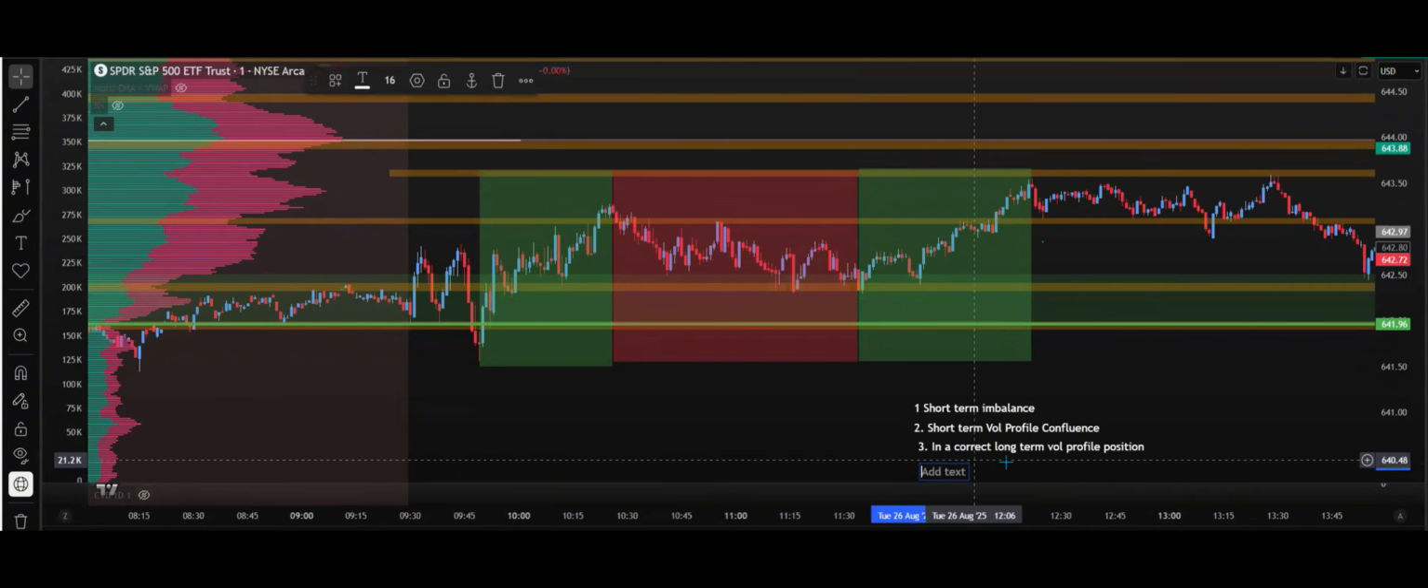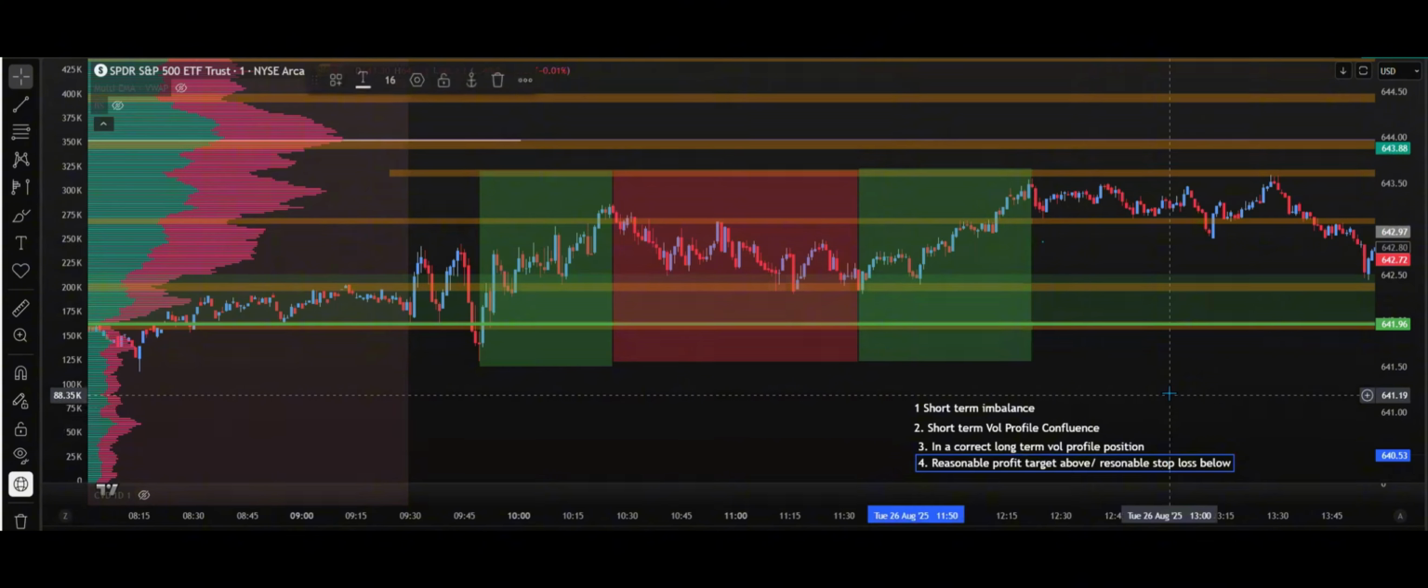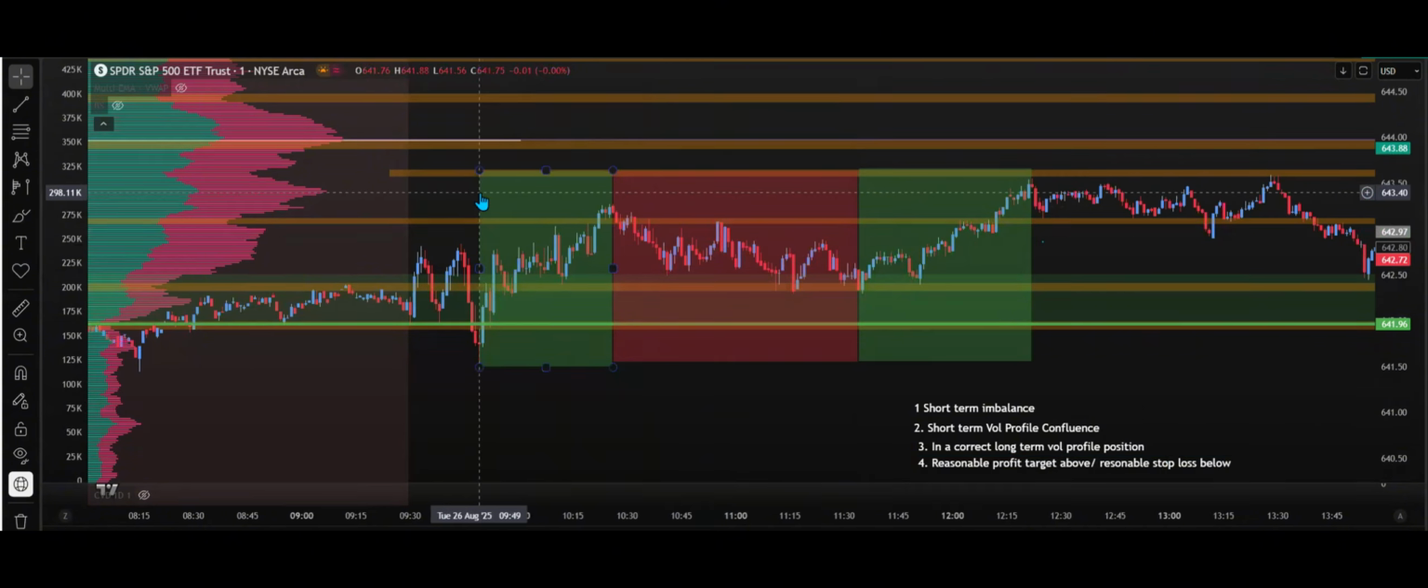And then the fourth thing is to have a reasonable profit target above and a reasonable stop loss below. All right, so let's see if we can use this volume profile to understand what kind of trades we should take and what trades we shouldn't take.